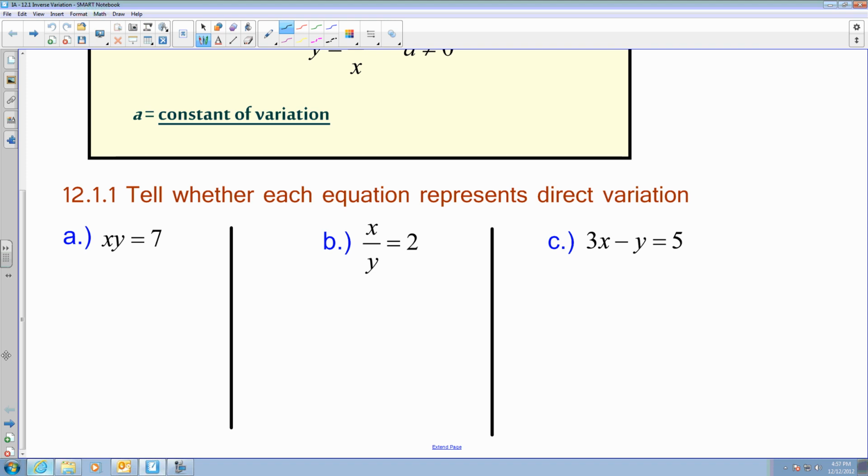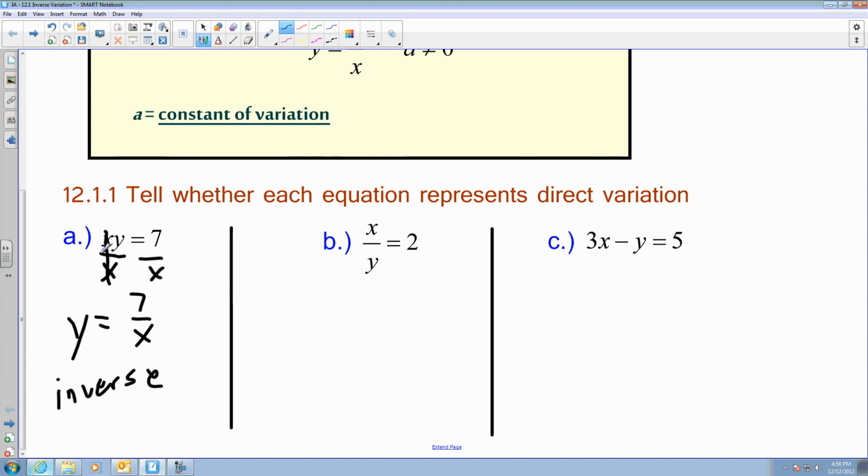So if we look at A, what you need to do is first solve for y. So get y equals something. So to get this for A, we have to first divide by x. So that cancels, and that leaves me with y equals 7 divided by x. Now that looks a whole lot like an inverse variation. So I'm going to write down inverse, where a equals 7 in this case.